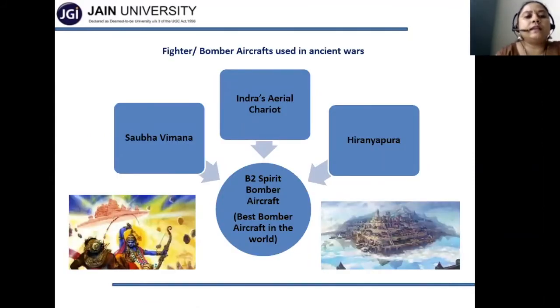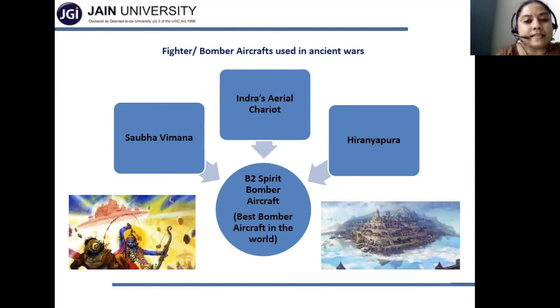Now let's come to fighter or bomber aircraft used in ancient wars. We have already discussed Saubha Vimana, Indra's aerial chariot, and Hiranyapura. Krishna and the Yadavas waged a war against Salva and destroyed Saubha Vimana, and Arjuna fought against all the Daityas and Paulamas and destroyed the complete Hiranyapura. Hiranyapura also had the same weapon holding abilities as Saubha Vimana.